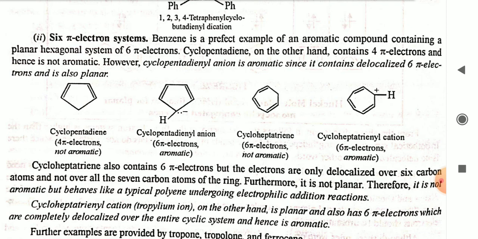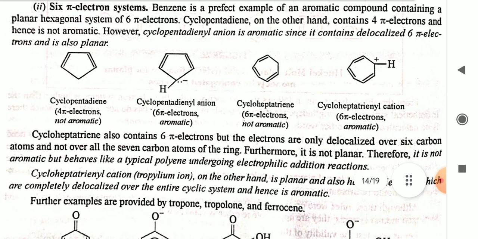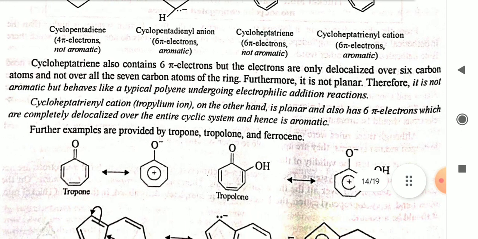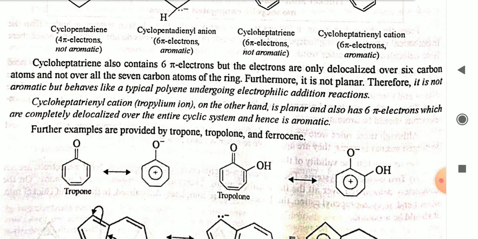Cycloheptatriene also contains 6 pi electrons, but the electrons are not delocalized over all the 7 carbon atoms of the ring. Furthermore, it is not planar, therefore it is not aromatic but behaves like a typical polyene undergoing electrophilic addition reactions. The cycloheptatrienyl cation, or tropylium ion, on the other hand, is planar and also has 6 pi electrons, which are completely delocalized over the entire cyclic system and hence is aromatic.